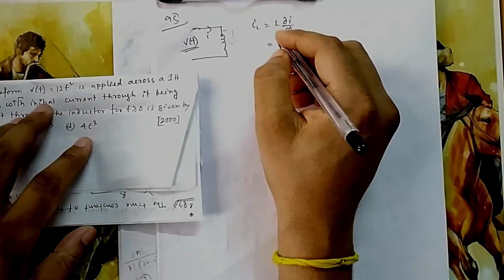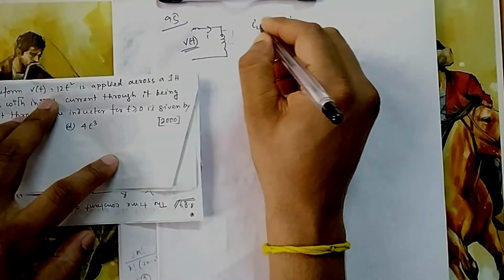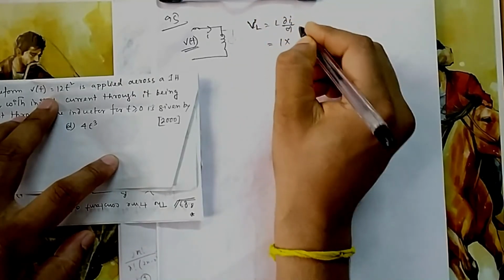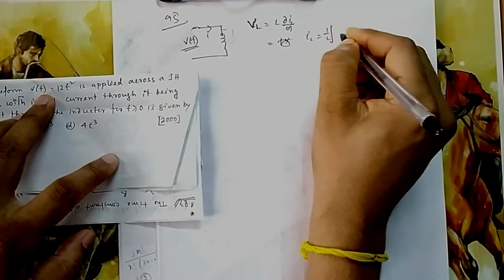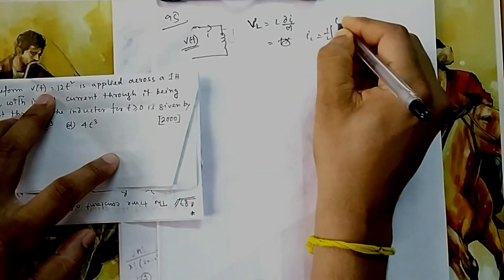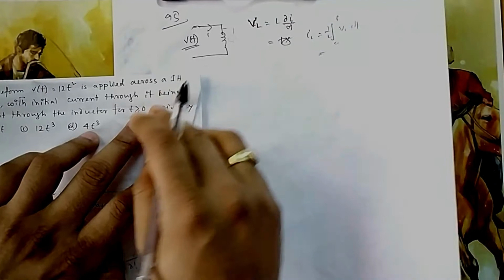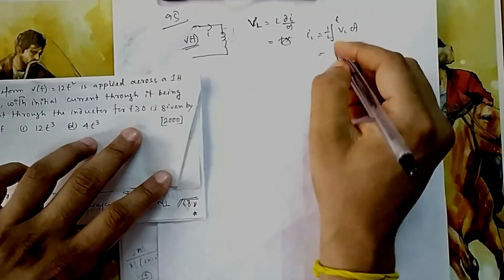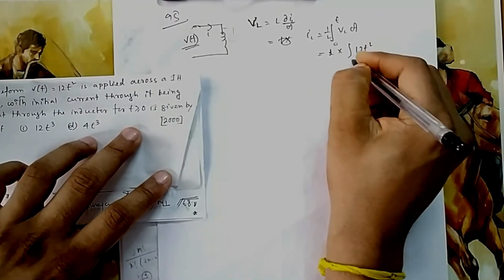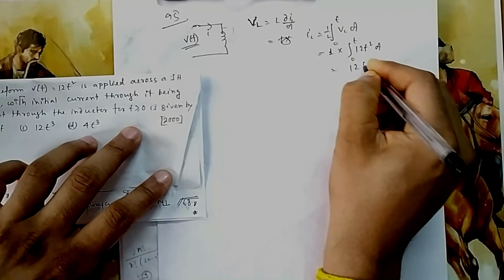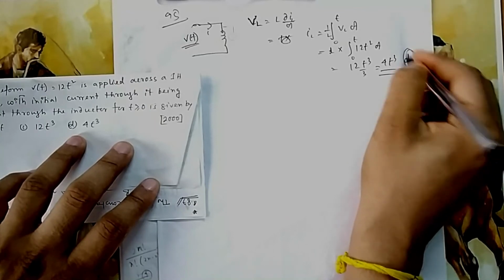So L is what? L is 1 Henry. VL is equal to L di/dt. So which one is required? V is given. So IL is equal to the integration of 1 by L VL dt, and we will integrate from 0 to t, in terms of t. So it is the integration of VL, 12 t square, from 0 to t, dt. So you can find it is 12 t cube by 3, and from 0 to t it will be 4t cube. So that is your option D.